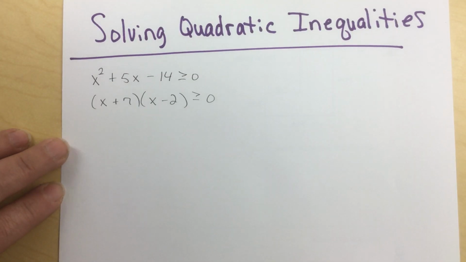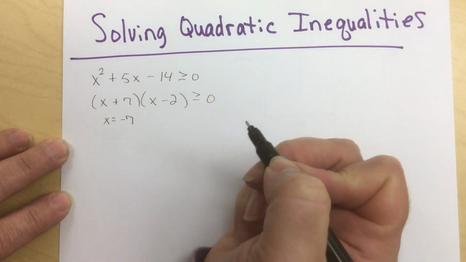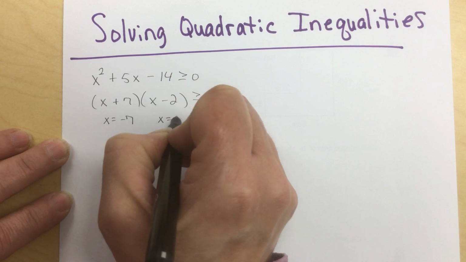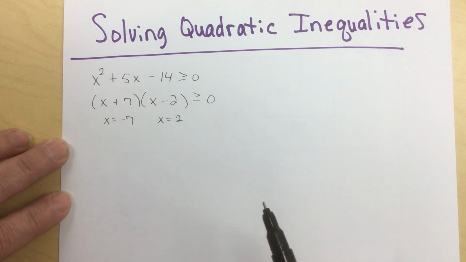Okay, so then you take each factor and you set it equal to 0, and that finds you your critical points. So this factor gives us x equals -7, and this factor gives us x equals 2. Those are the two places where this quadratic equals 0.